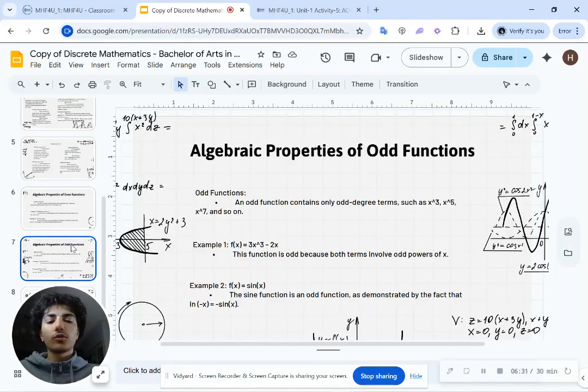Now let's look at example 2. f(x) equals sin x. The sine function is an odd function, demonstrated by the fact that sin of negative x equals negative sin x. So a sine function is always odd. When you see sine and an odd function, they go hand in hand. And just by looking at the graph, if the equation is sine, we can know it's odd.